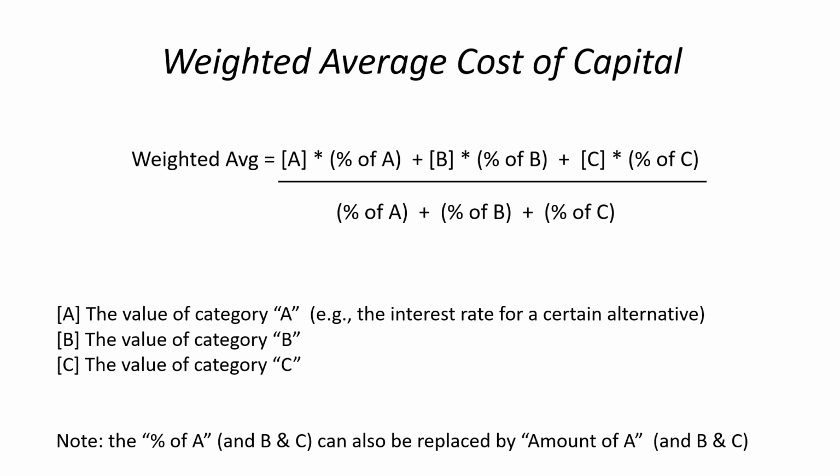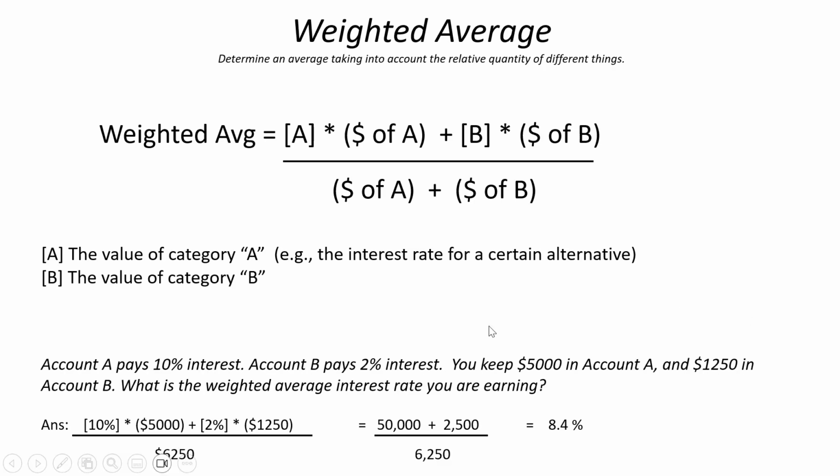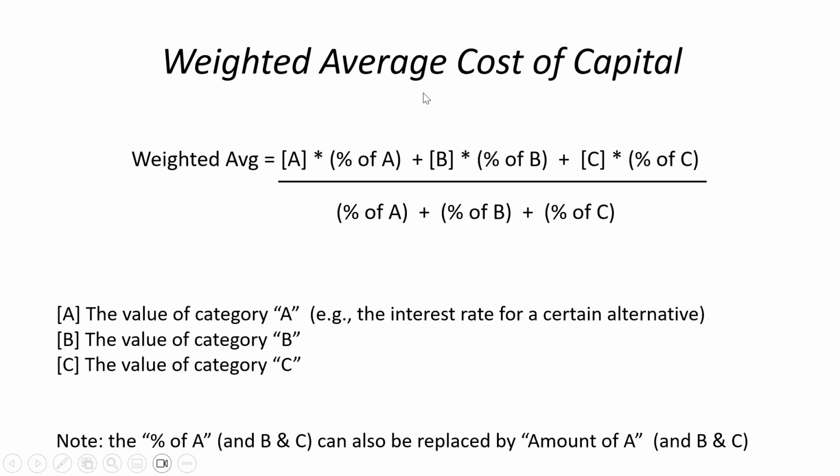And by percent of A, I just mean the total percent of dollars that are allocated to that type of investment. So we could use total dollars, which was what we did on the previous slide, dollars of A. You could also express it in terms of percent of the whole. In the in-class exercise, I'm telling you some amounts on a percentage basis rather than on a dollar basis.